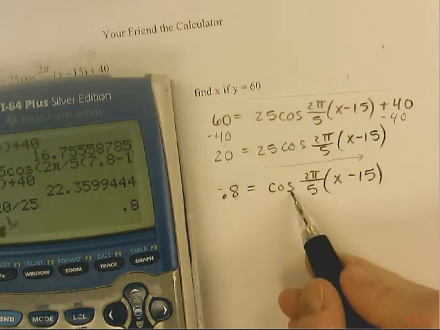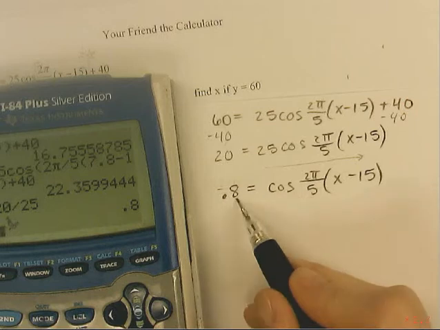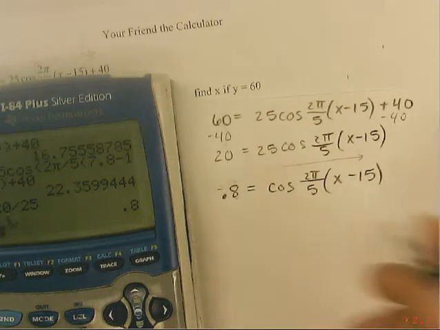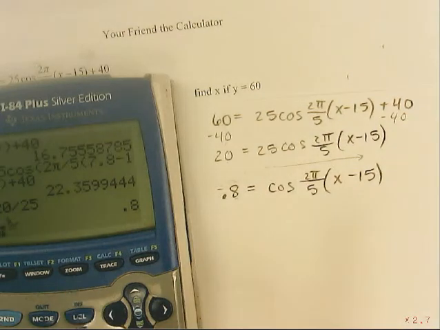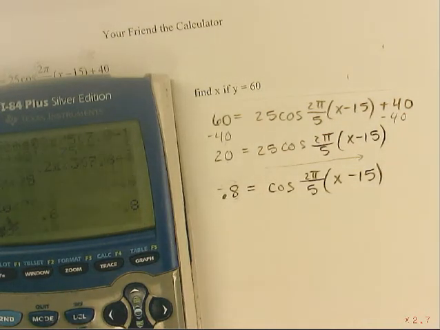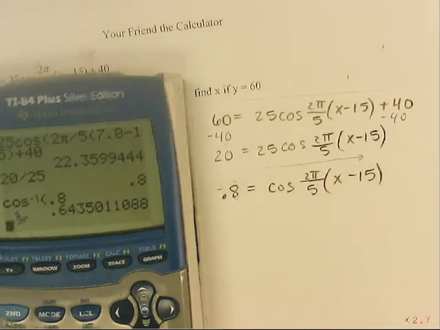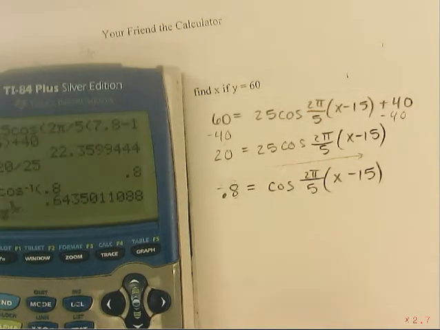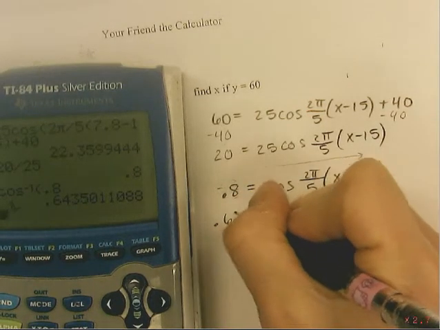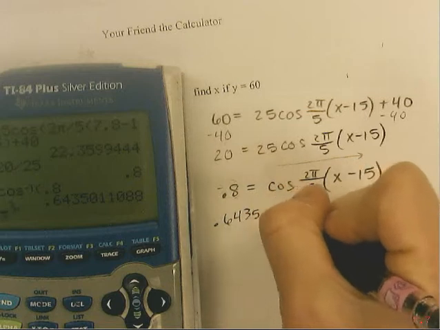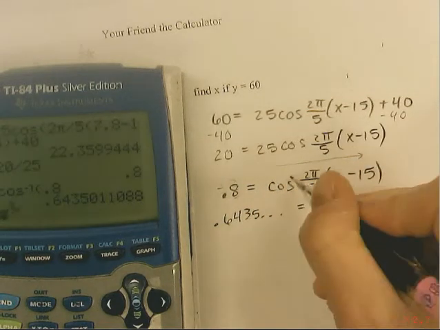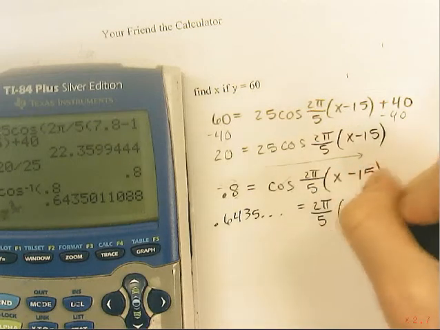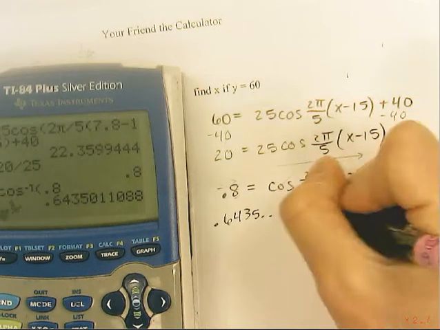To undo the cosine, we want to do cosine inverse. Okay, so cosine inverse of this value is going to give me this long decimal. So I'm going to keep that in my calculator, but I'm going to write it down just to show my steps. 0.6435 and so on should equal, that cancels this guy out, we're going to get 2 pi over 5 times x minus 15.